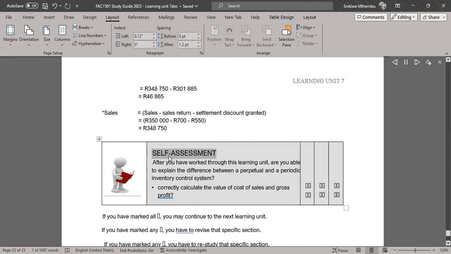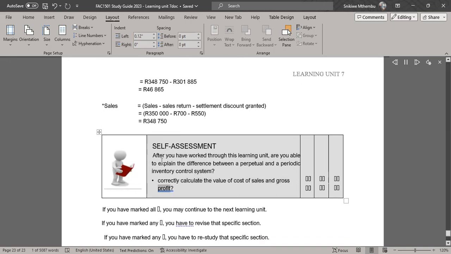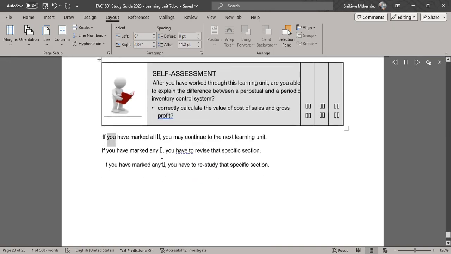Self-assessment. After you have worked through this learning unit, are you able to explain the difference between a perpetual and a periodic inventory control system? Correctly calculate the value of cost of sales and gross profit. If you have marked all, you may continue to the next learning unit. If you have marked any, you have to revise that specific section.